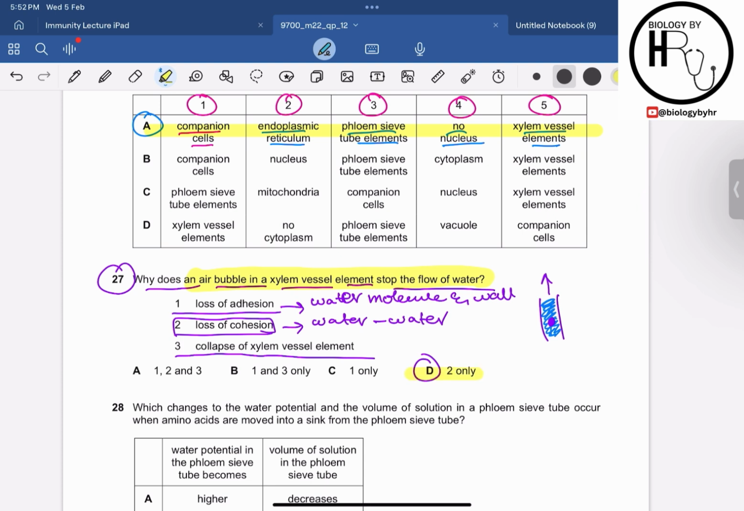Why can't the others be the correct answer? For example, why can't statement 1 be correct? A loss of adhesion also takes place, but this is not the primary reason for the water to stop flowing. Loss of cohesion is the main reason. And the collapse of the xylem vessel element can also occur, but it is not directly responsible for stopping the water flow. This is not the main reason here. So the correct answer would be option D, 2 only.